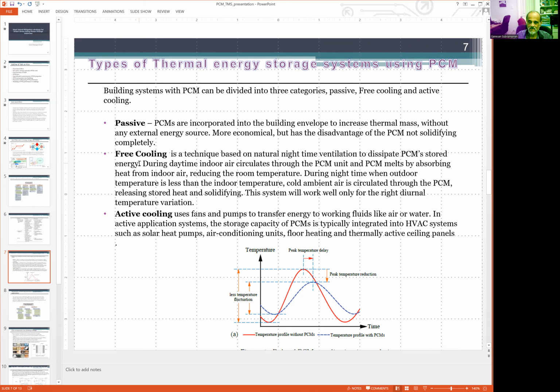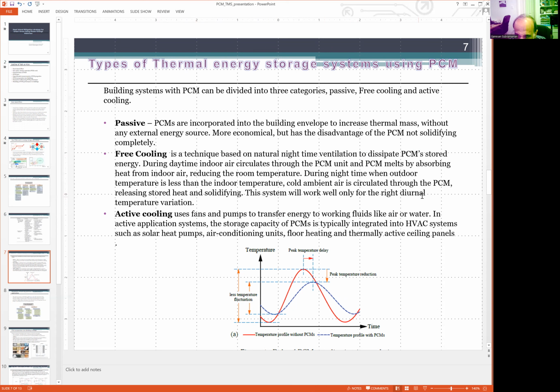Free cooling is a technique based on natural nighttime ventilation to dissipate PCM's stored energy, and it's based on natural convection, where during the daytime, indoor air circulates through the PCM unit, and the PCM melts by absorbing heat from the indoor air, reducing the room temperature. During nighttime, when outdoor temperature is less than the indoor temperature, cold ambient air is circulated through the PCM, releasing stored heat and solidifying. The first part is really the passive part, and the other part is the natural convection part when we do the solidifying.